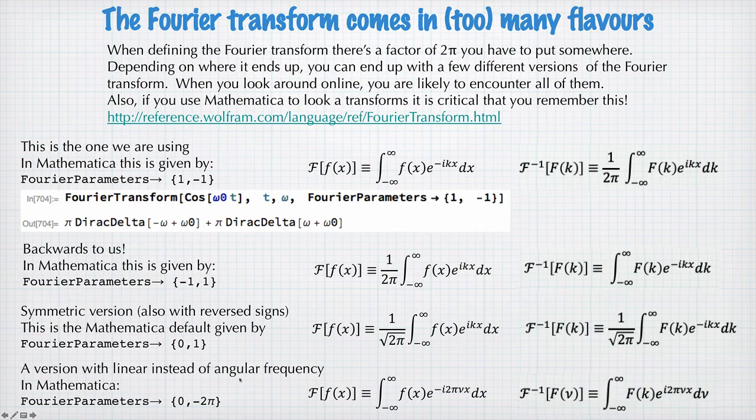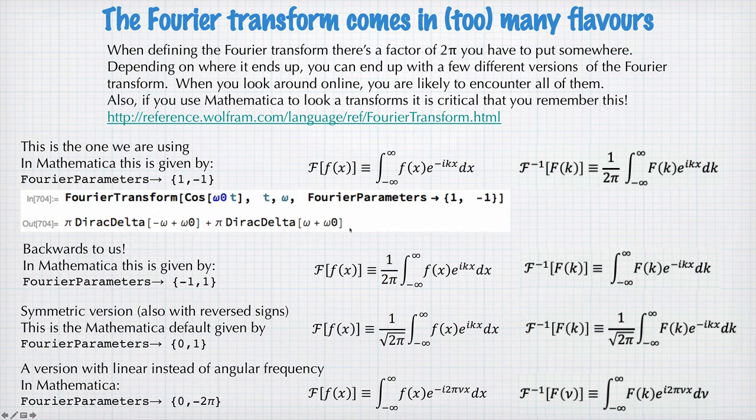And finally, one that's also very commonly used is the FourierParameters {0, -2 pi}. So here we've got the negative sign in the forward transform and positive in the reverse, and the factor of 2 pi is taken up into the exponent here, and there's no factor of 2 pi that appears in front of the transform. So, as I say, the Fourier transform comes in really too many flavors, and this is just a little bit of an instruction how to do the Fourier transform using Mathematica and how you get the answer you expect.